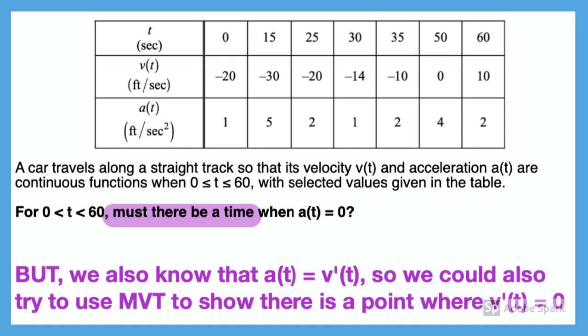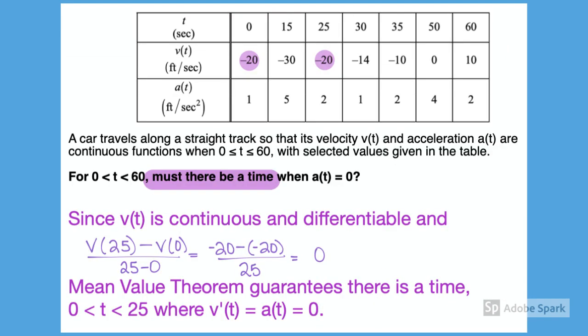So we have to remember that we also know that acceleration is the derivative of velocity. So in this situation, we could also try to use mean value theorem to show that there is a point where v prime equals 0, and v prime is the same thing as a of t. So if we want to show that there is a time when v prime equals 0, then we need to do mean value theorem on the original v function. We're going to ignore a of t now.